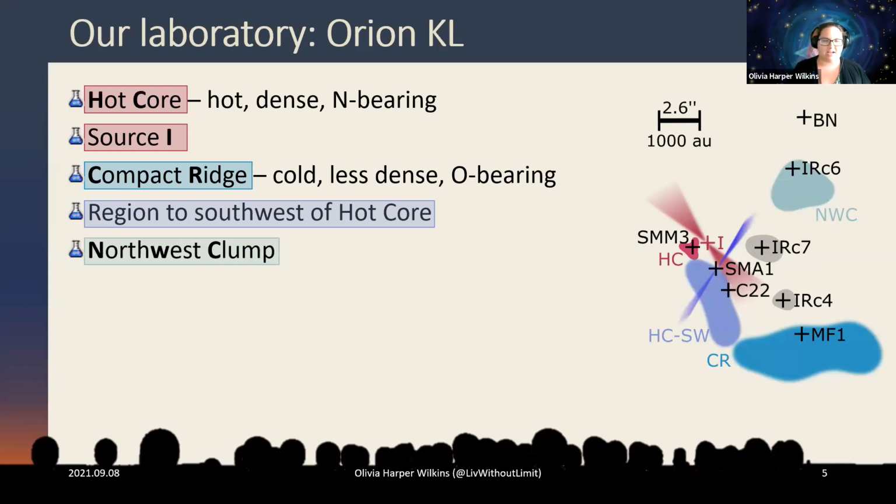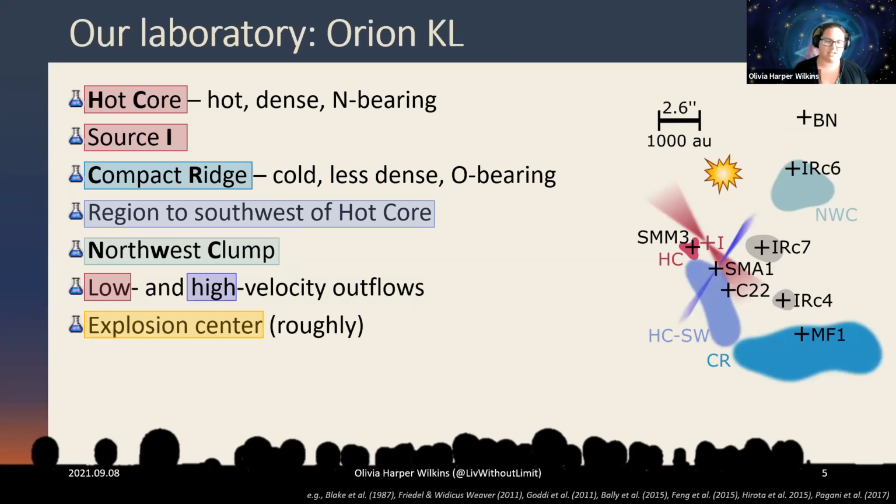Another region is the northwest clump. You also have these low and high velocity outflows throughout the nebula that will shape the physical structure and also the chemistry. And then where the little explosion symbol just popped up, that's about where we think the center of the explosion that took place about 500 years ago is located. So hopefully that'll give you a bit of an idea of how these different regions are placed next to each other and how they might affect each other.